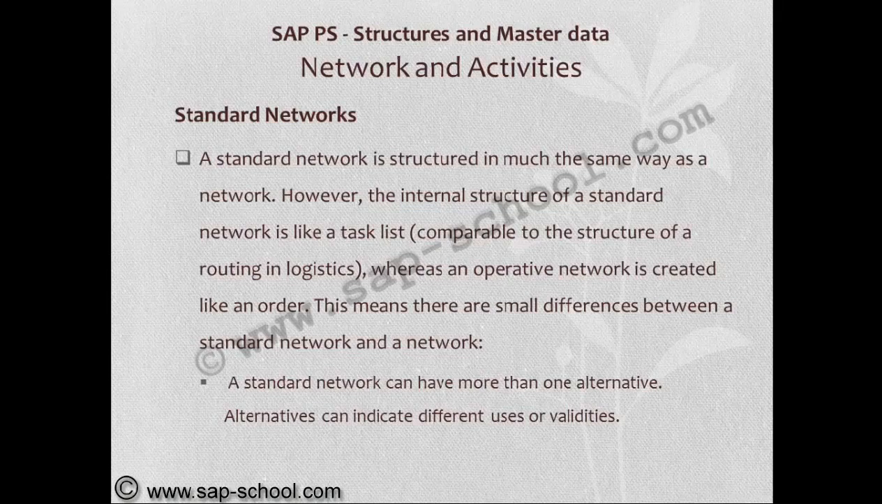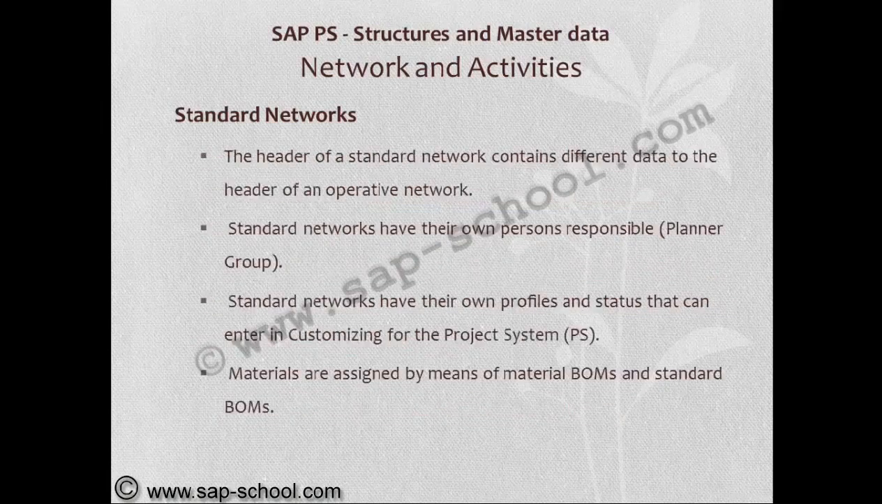A standard network can have more than one alternative. Alternatives can indicate different uses or validities. The header of the standard network contains different data to the header of an operative network. The standard network has its own person responsible. These persons responsible are nothing but planner groups. Standard networks have their own profiles and statuses that can be entered in customizing for the project system. Materials are assigned by means of material BOMs and standard BOMs.